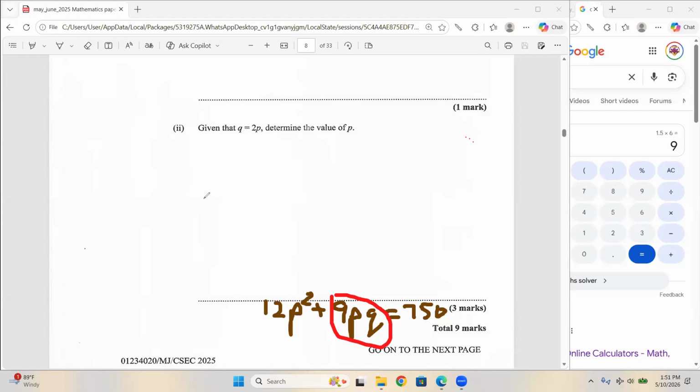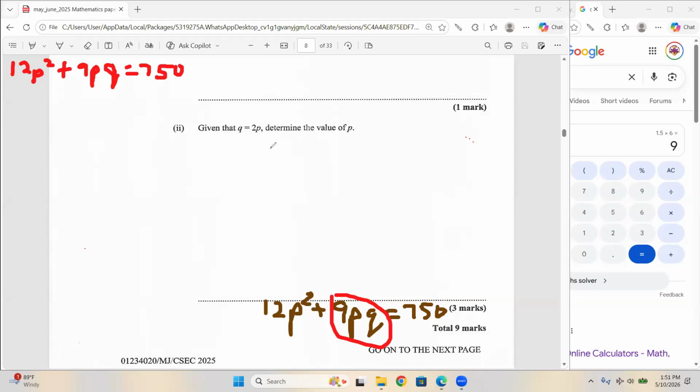So here's what I'm going to do. Let me write this on top here so I can begin the working. That's supposed to be P squared, right? Just write that properly. P squared plus 9PQ equal to 750.